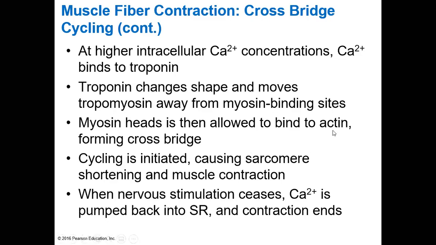Now, myosin heads can bind to the actin. That is called a cross bridge. Cross bridge. I don't know what I'm doing. I'm really bad at this, but I'm gonna keep trying. The cycling is initiated, which means the myosin binds, releases, binds, pulls, releases, binds, pulls, releases, all while using ATP, by the way, causing sarcomere shortening and muscle contraction. When nerve stimulation ceases, calcium is pumped back into the sarcoplasmic reticulum and contraction ends.